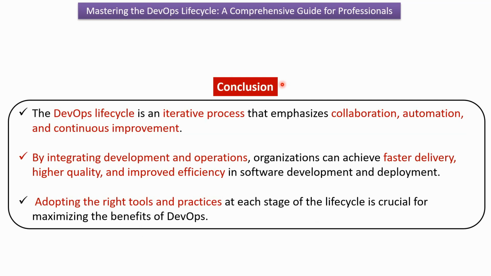Now we will see the conclusion. The DevOps lifecycle is an iterative process that emphasizes collaboration, automation, and continuous improvement. By integrating development and operations teams, organizations can achieve faster delivery, higher quality, and improved efficiency in software development and software deployment. Adopting the right tools and practices at each stage of the DevOps lifecycle is crucial for maximizing the benefits of DevOps.